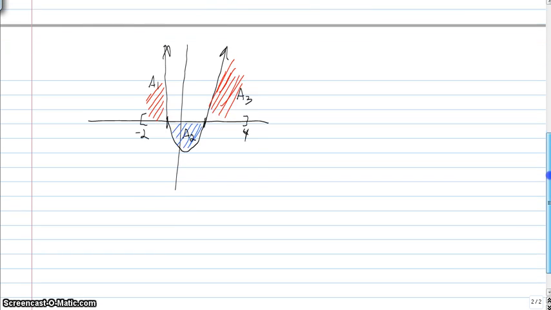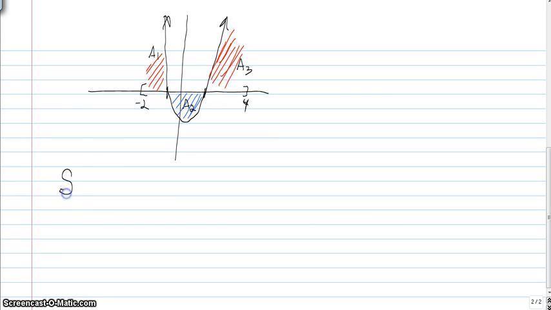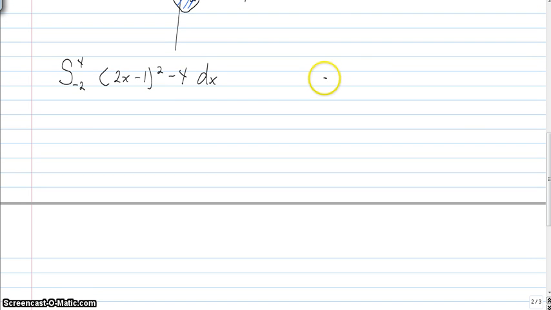But if we do this calculation, that's going to account for A1 and A3 being positive and A2 being negative, because A2 falls below the x-axis. So the way I would do this computation is maybe with a quick u substitution. Let u be 2x minus 1. So du would be 2 dx, which means that dx would be 1/2 du.